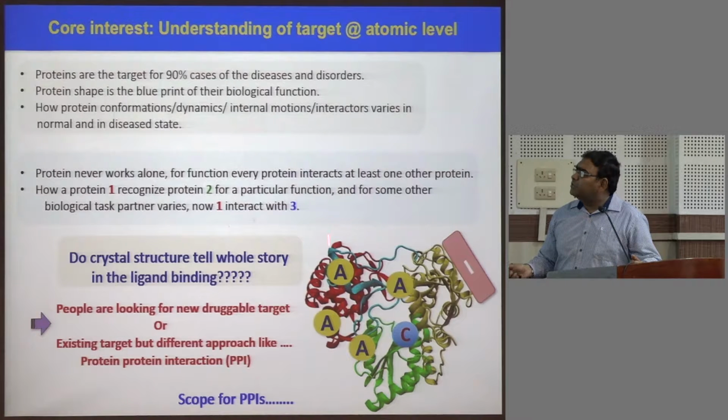Proteins are actually not static structures. If you see them in a textbook or elsewhere, they are drawn there, but they are not static structures. They are dynamical in shape, and these dynamic properties are the intrinsic behavior of the protein.